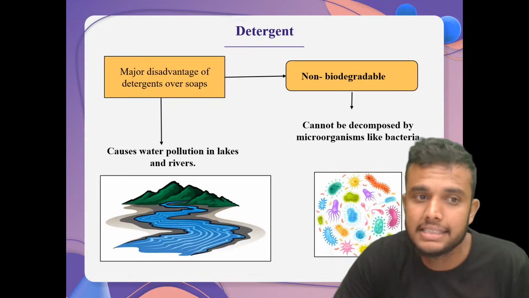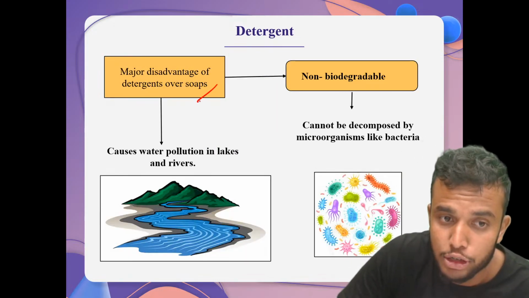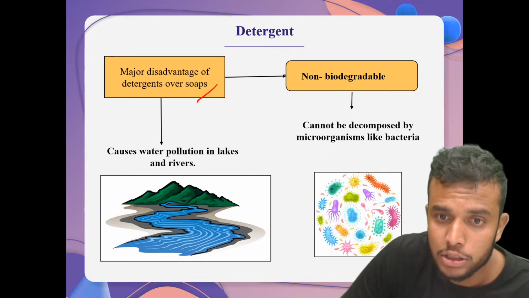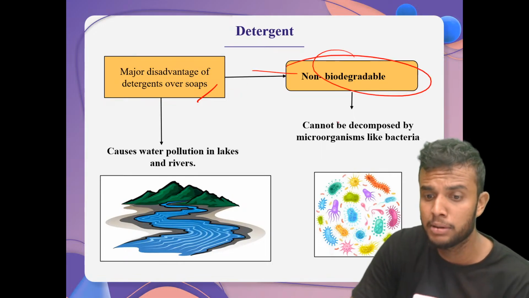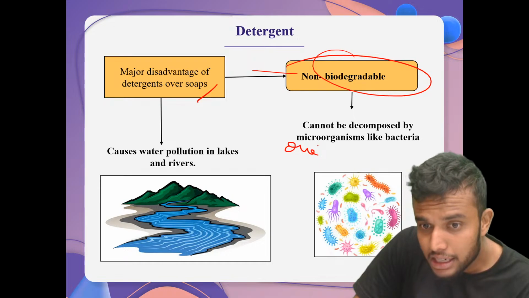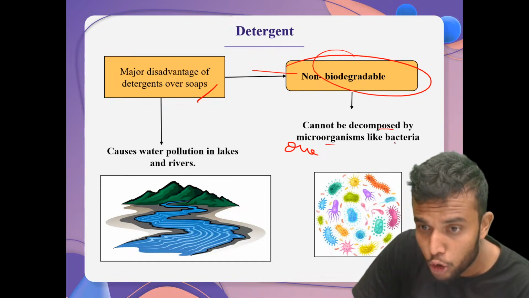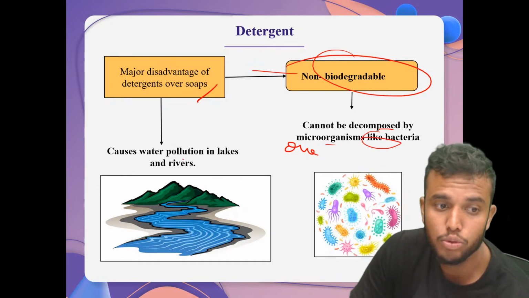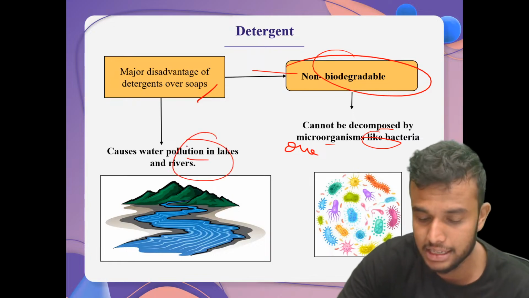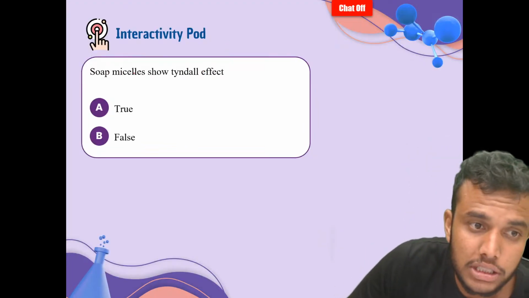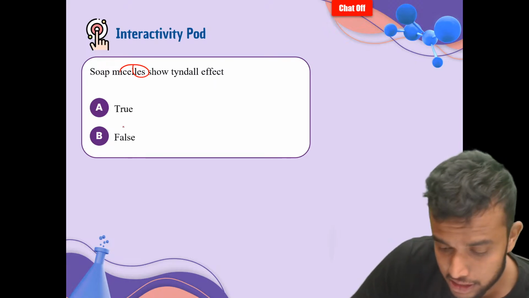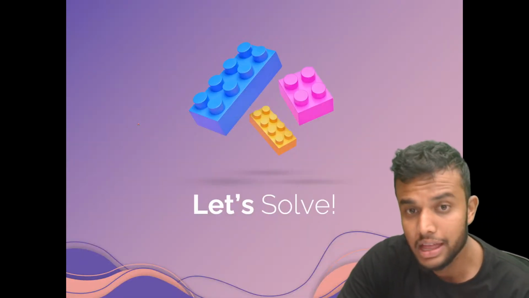After this, the major disadvantage of detergent over soap is that it is non-biodegradable. It cannot be decomposed by microorganisms like bacteria. It is one of the causes of water pollution in lakes and rivers. Here one question: soap micelles show the Tyndall effect, true or false? Yes sir, it shows it. True. Then let's solve one question.